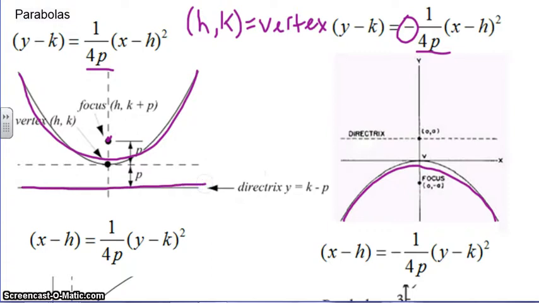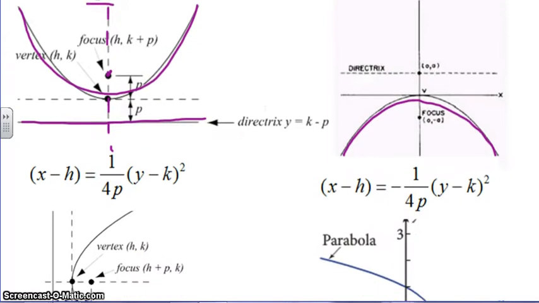The directrix is the perpendicular bisector of the axis of symmetry. And remember, the axis of symmetry from Algebra 1 is the line of symmetry of the parabola. Okay, so we'll talk more about that when we do a few problems.